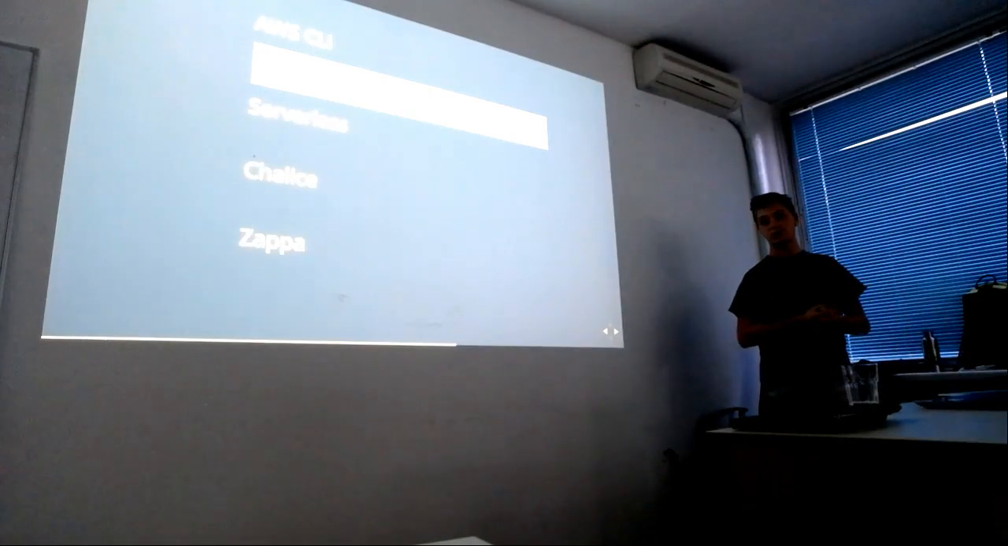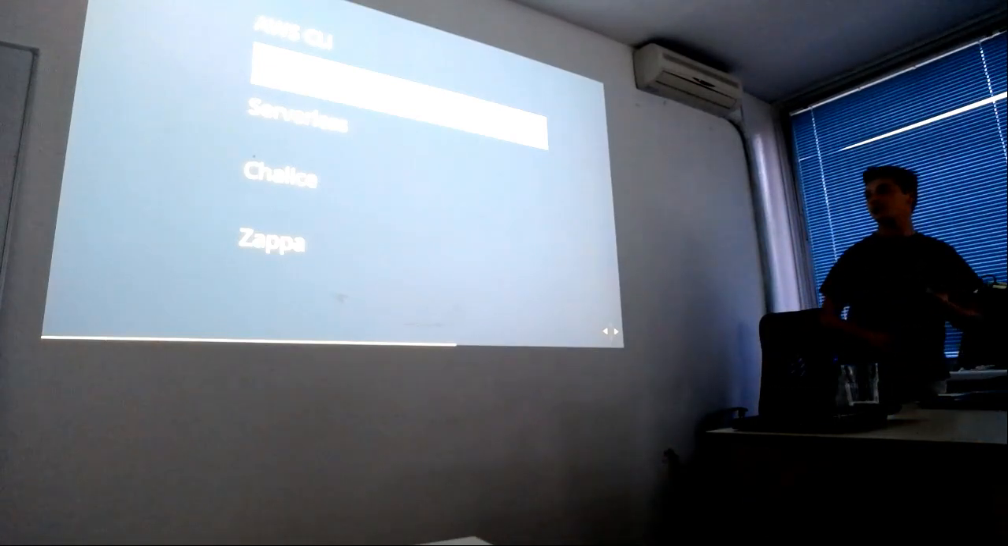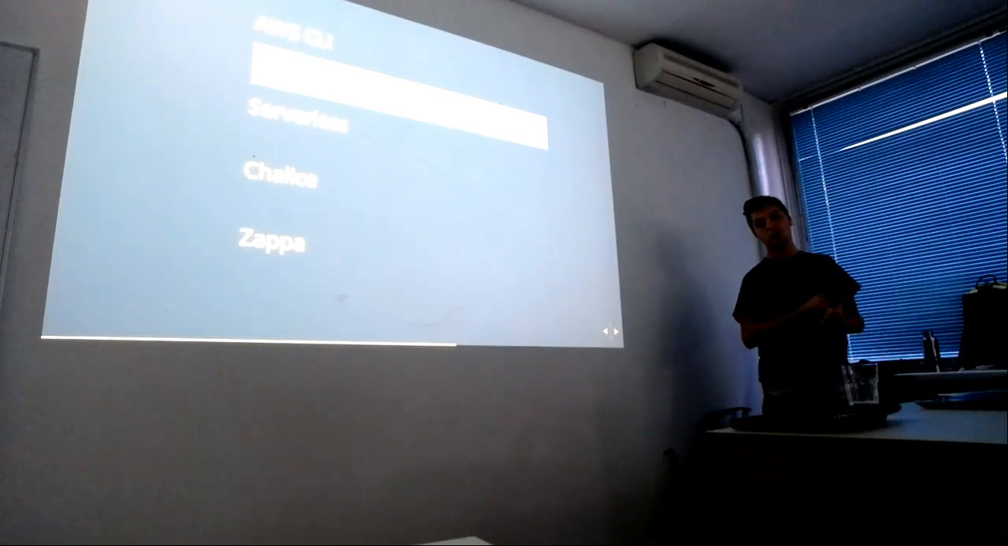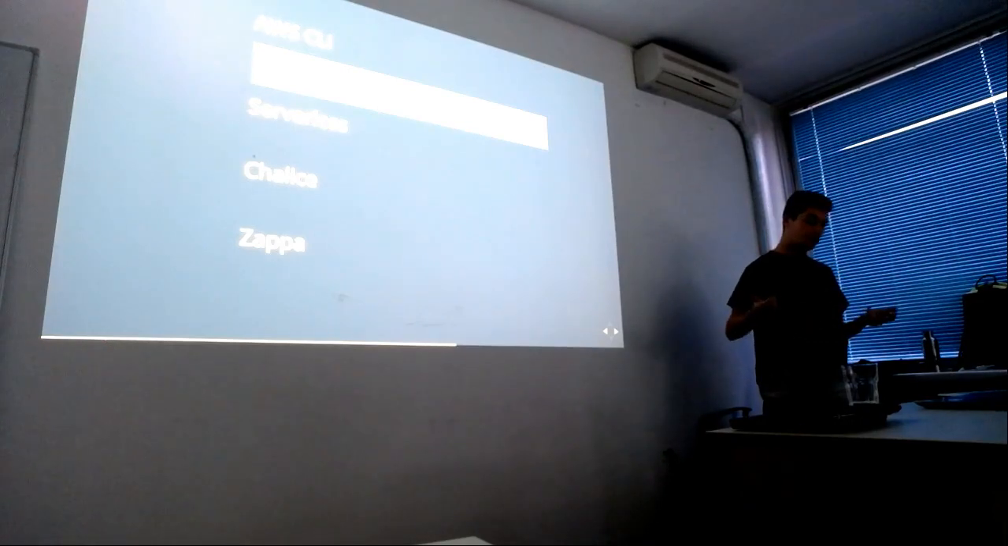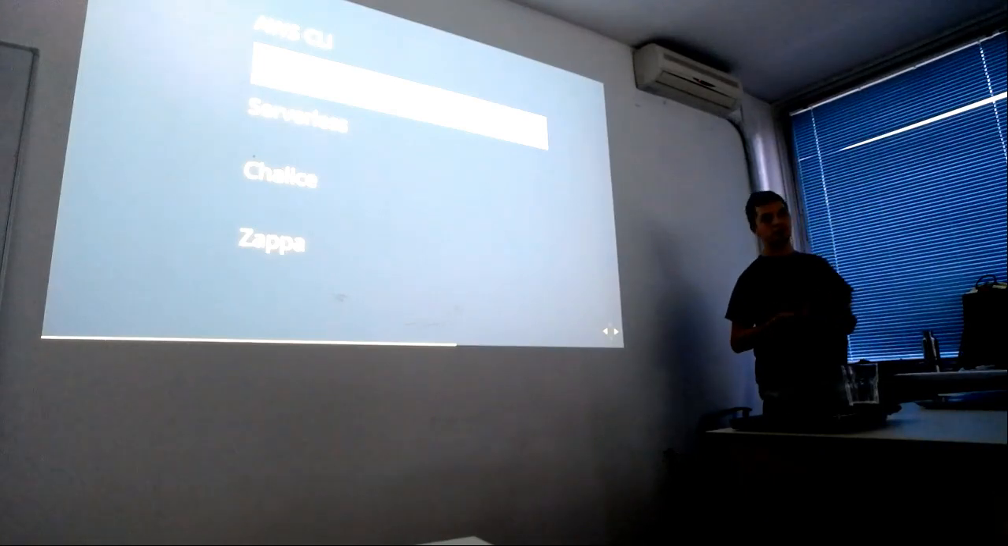The first is Serverless. It's the most in-depth project, the most feature-packed. It also tries to accommodate all of AWS's languages, so Python, JavaScript, C#, and Java. They are the ones who are trying to create an abstraction layer to be able to deploy to all providers, but for now they are not succeeding because there are just too many differences.